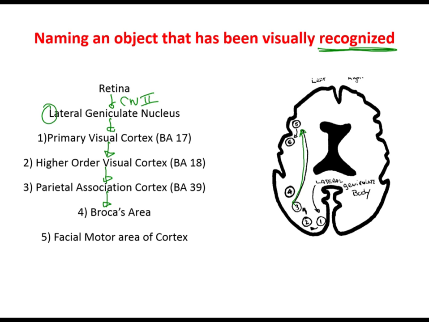And then from Broca's area, we have activation of the facial motor area, and you can then say the word cell phone. So those were the intermediate steps in the whole process of naming an object that has been visually recognized.